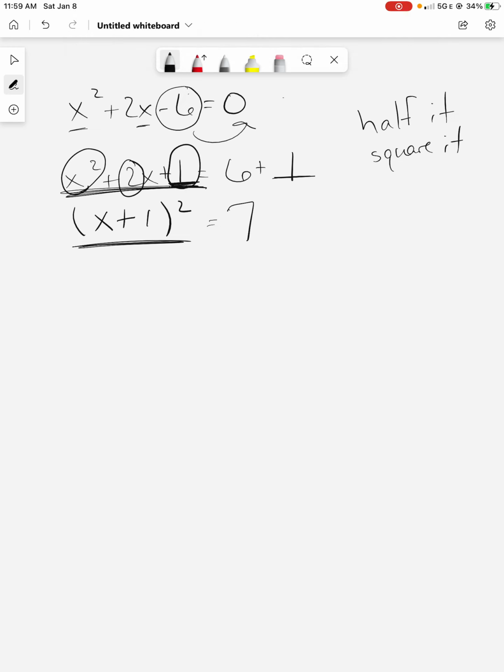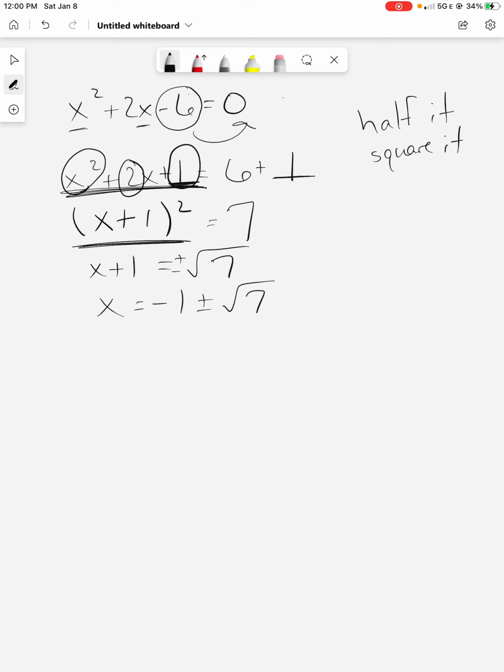We have the exact same problem we had in the previous example, right? We can take the square root of both sides. So x plus 1 equals plus or minus the square root of 7. We just take the square root of both sides. We subtract 1 from both sides. And so we get x could be negative 1 plus the square root of 7, or x could be negative 1 minus the square root of 7.